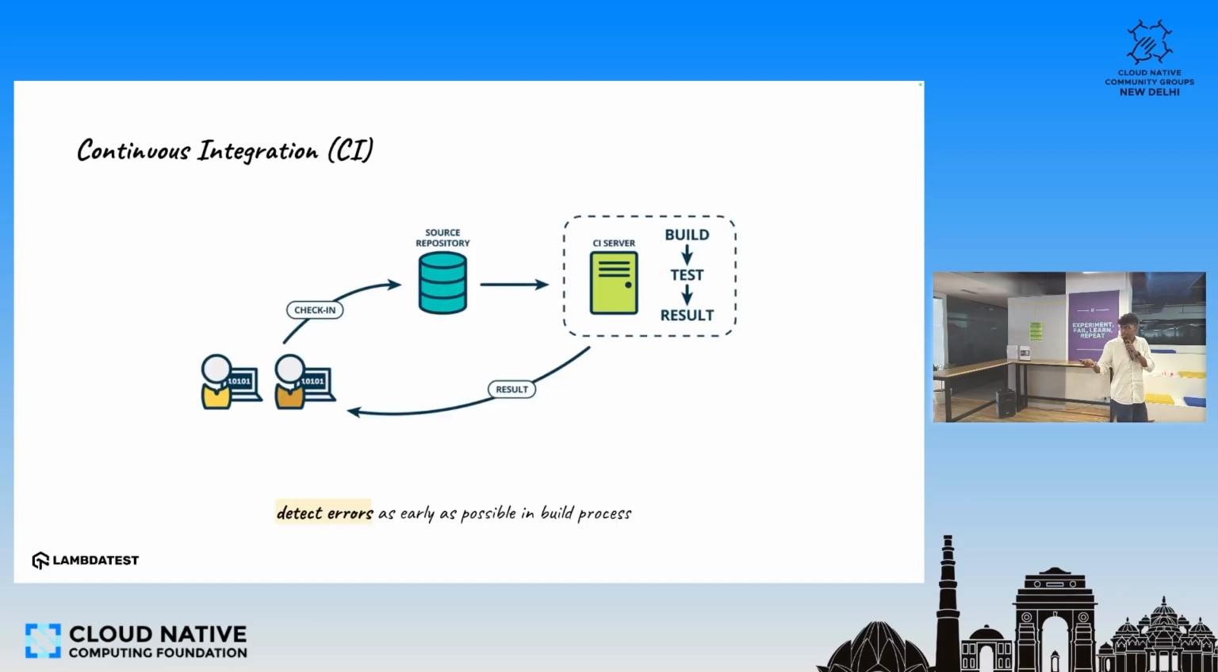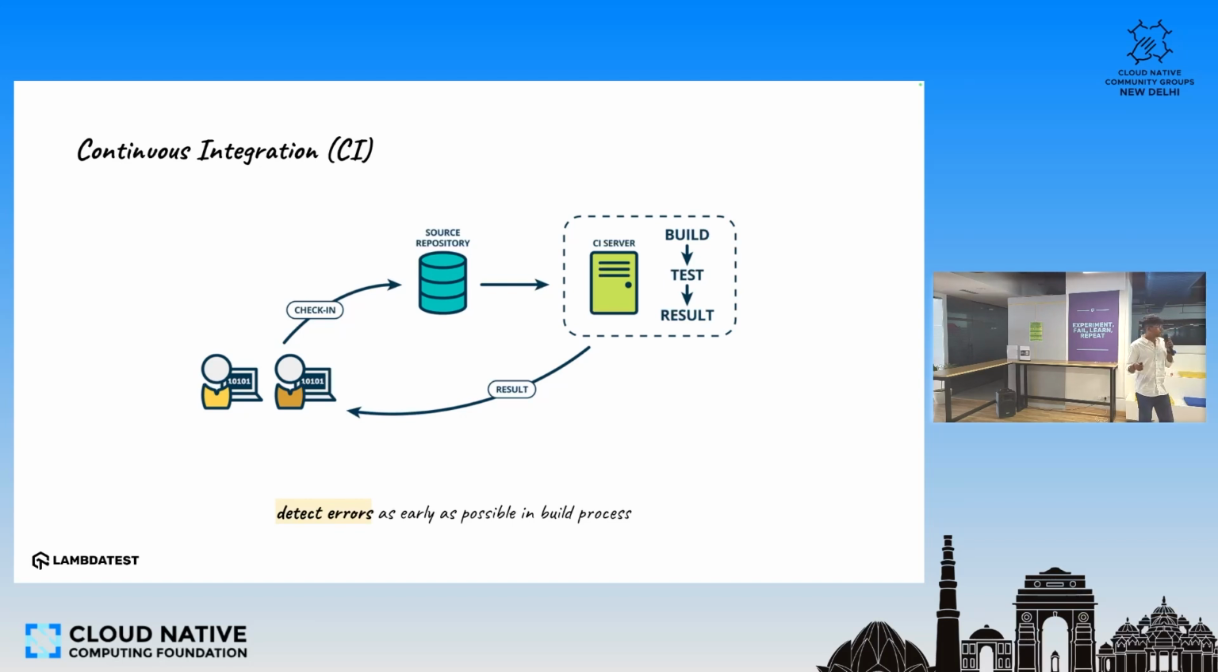So what is CI? I think half of the people here are DevOps and devs, so CI you are much aware of. We can integrate our CI pipelines. We have multiple people integrating into a source repo, and then we go to a CI server that is building, testing, and giving us results. What are the benefits? We can detect errors as early as possible in the build process, right?